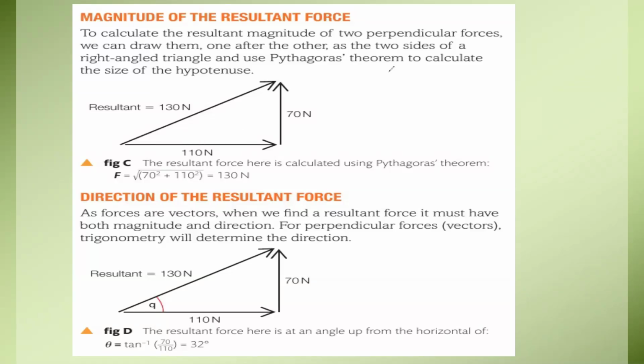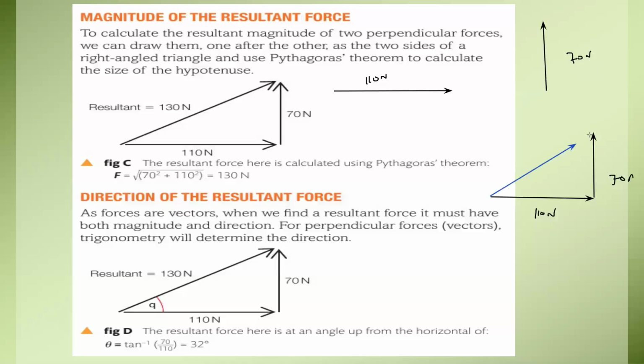So first we have two vectors, 110 newtons and 70 newtons, and we want to work out the resultant of these two vectors. The two vectors are perpendicular, or 90 degrees, to each other. So in this case, we will draw the first vector. Any one of them you can draw. We do the first vector, then we draw the second vector, and the resultant is from the tail of the first to the head of the last.